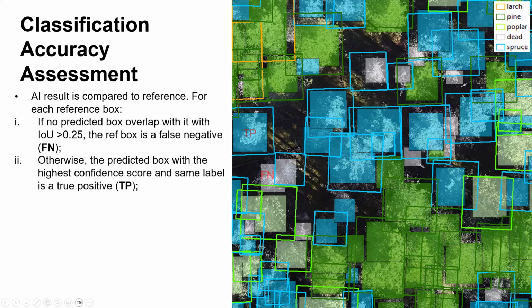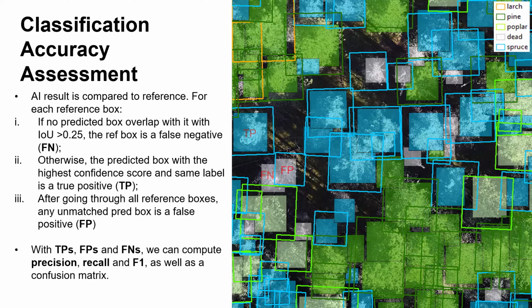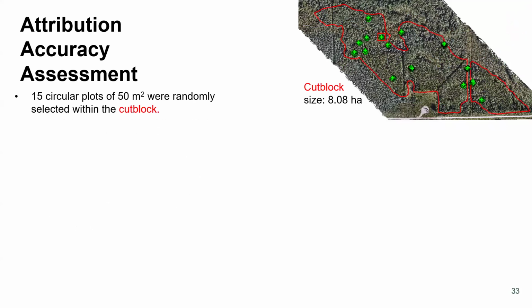Anyways, this one is clearly a match. It's a true positive. And then we had this other dead tree here. It was detected, but because it has the wrong label, it's probably a dead spruce, but it's dead, so we had to deem it a false positive. Once we have the false positives, false negatives, and true positives, we can derive accuracy metrics. And so this is for the classification.